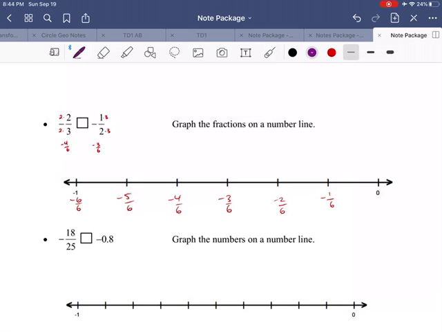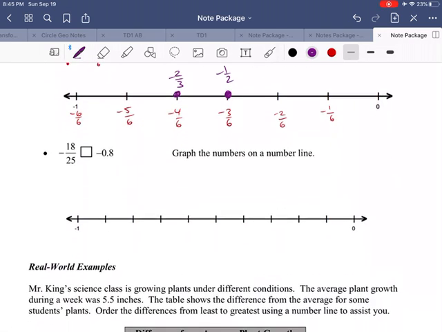Negative 1/2 is the same as negative 3/6. And negative 4/6 is the same as negative 2/3. So this one is more positive.